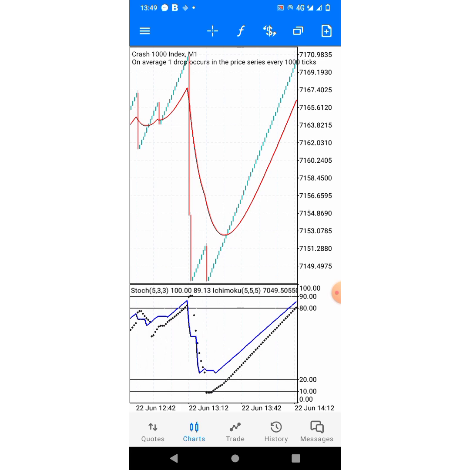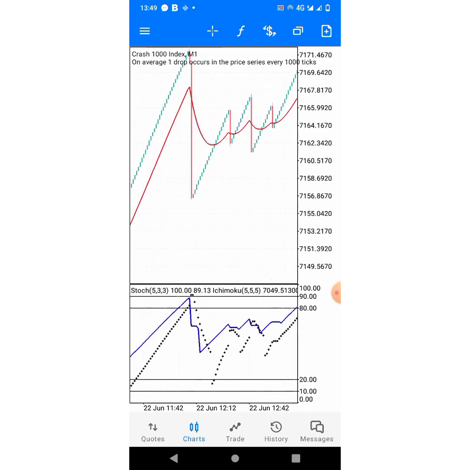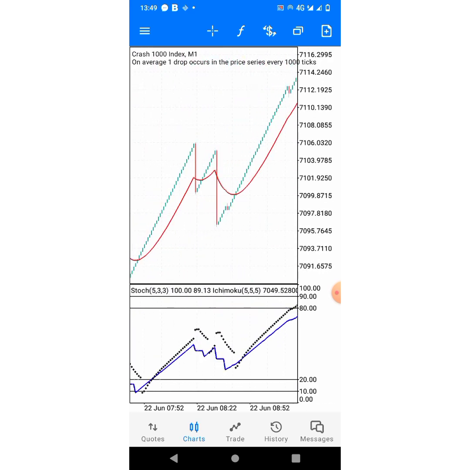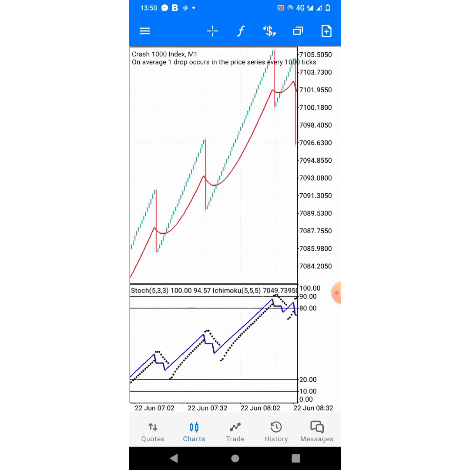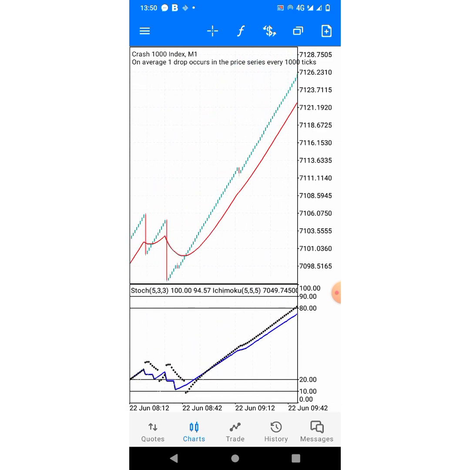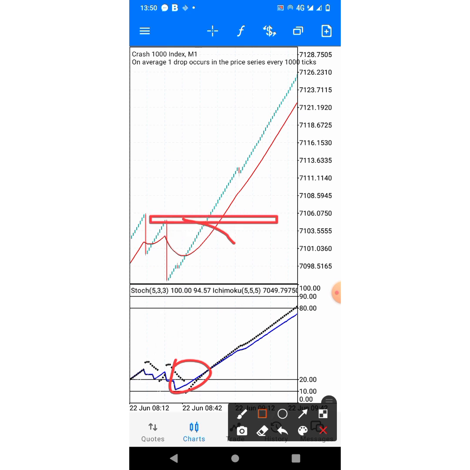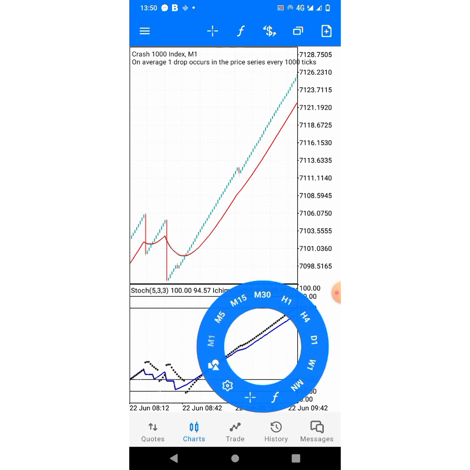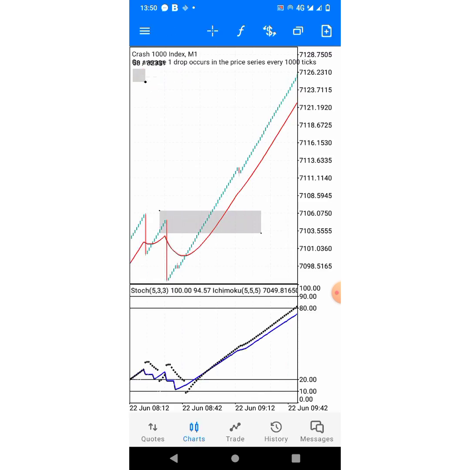So guys, you can see that I've been able to flip the account. Let me just show you one more example on Crash 1000. Here, you can see that we were on the buy zone after the spike, and then there was a crash over. Let me put something here so that we can go to the higher time frame and check it. You could have just bought around this area, guys.